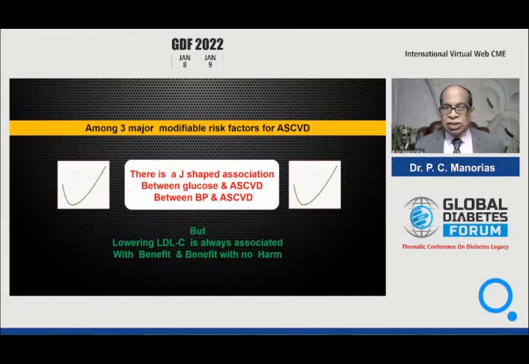And when we look at these 3 major risk factors for ASCVD, we are very clear that there is a J-shaped association between glucose and ASCVD. All of us know if there's hypoglycemia, it would increase cardiovascular morbidity and mortality, and so is also for blood pressure. If you drop blood pressure below 120/80, there's an increase in cardiovascular morbidity and mortality. So there's a clear J-shaped association between glucose in diabetes and blood pressure and ASCVD. But when we look at the LDL, lowering of LDL is always associated with benefit and no harm.